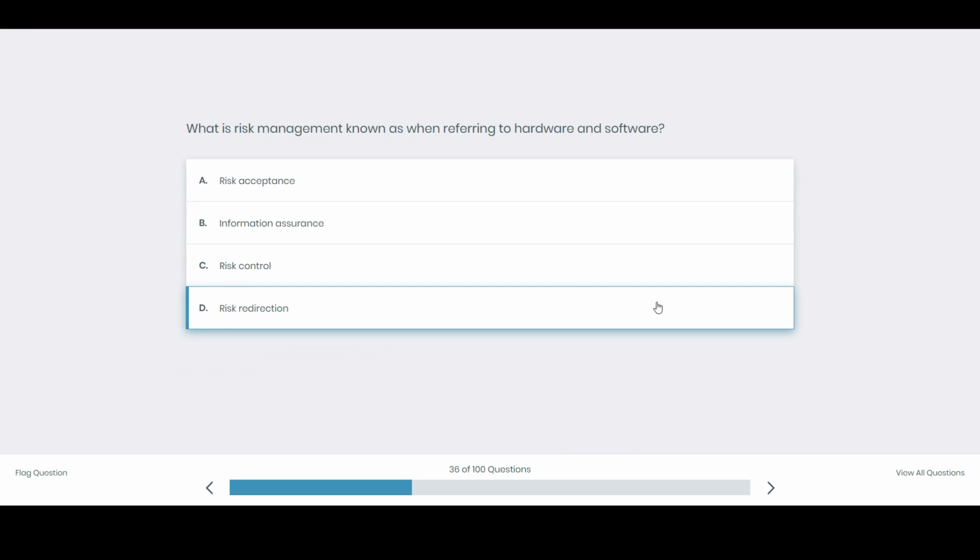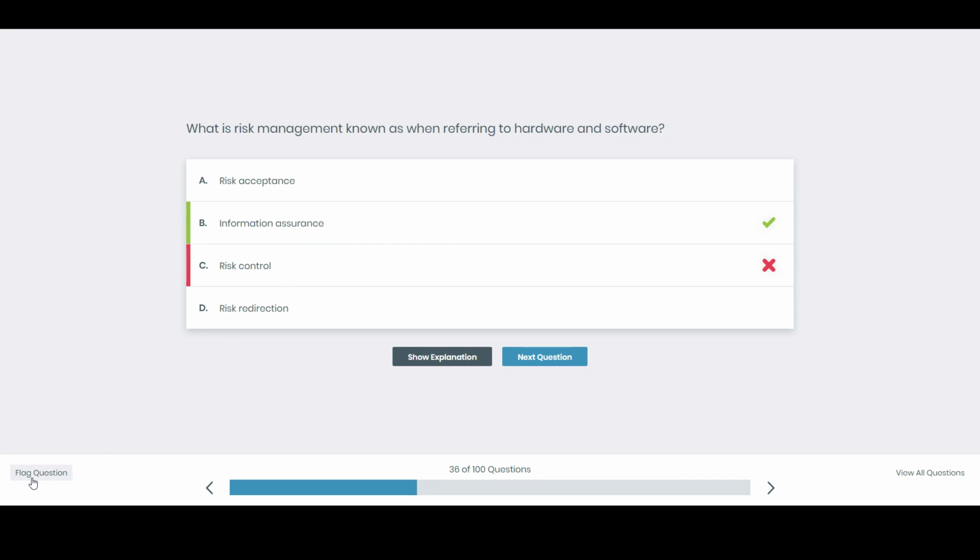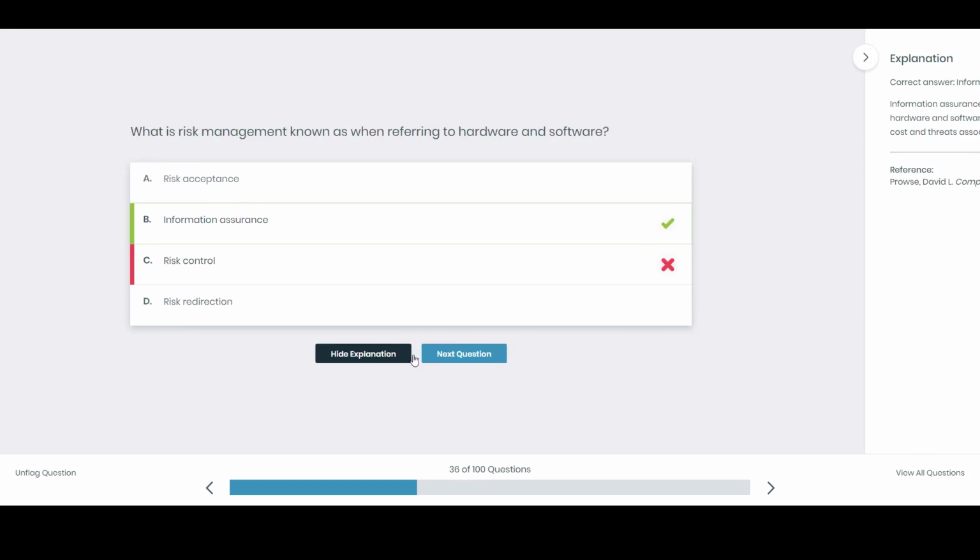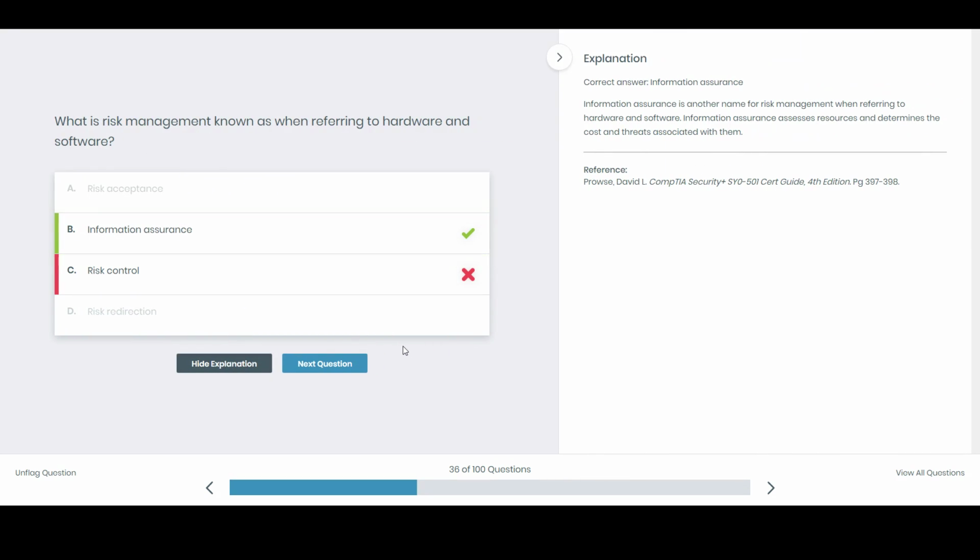404. Right, what is risk management known as when referring to hardware and software? This is hardware and software, isn't it? Information assurance control. Not risk redirection. Information assurance. I'm not sure. Risk acceptance. Nope. I think I go for risk control. Oh shoot! Let's plug this one. Risk, information assurance. Assurance is another name for risk management when referring to hardware and software. Okay, makes sense.